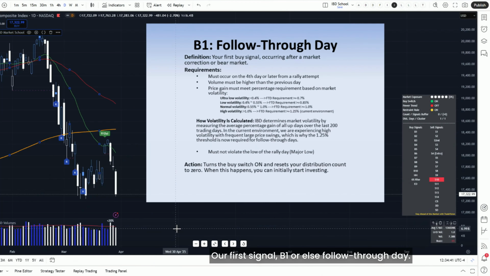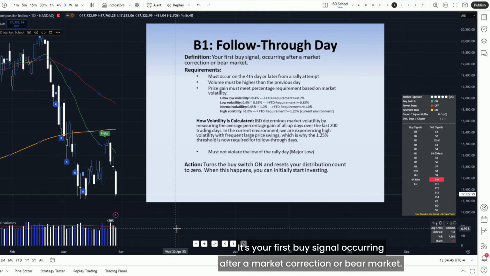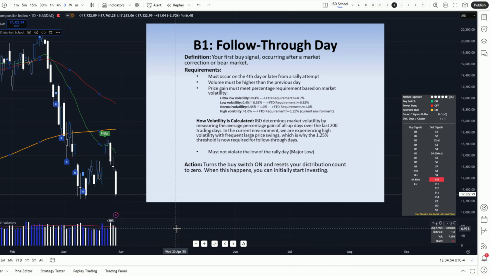Our first signal, B1 or else follow-through day. It's your first buy signal occurring after a market correction or bear market. It must occur on the 4th day or later from a rally attempt, and the volume must be higher than the previous day.